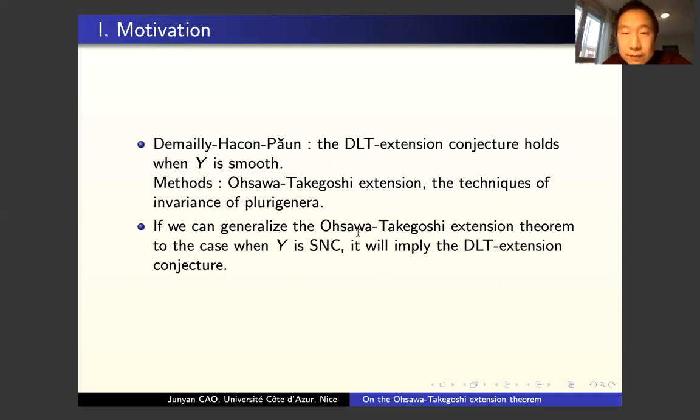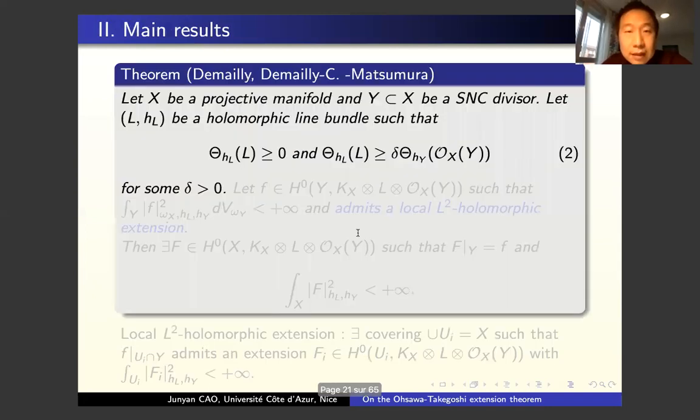Now I would like to explain a little bit our results. The first question is to ask if under these two conditions, could we find the same extension or not. For this first question, it's in fact not very difficult. So in our paper with Mihai and Matsumura, we can give a positive answer to the first question.